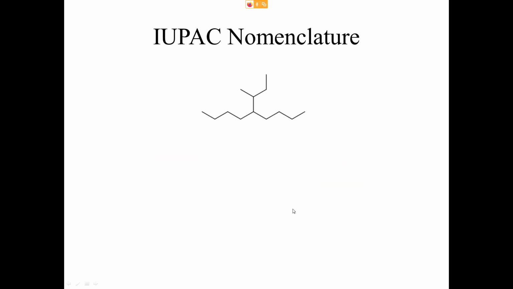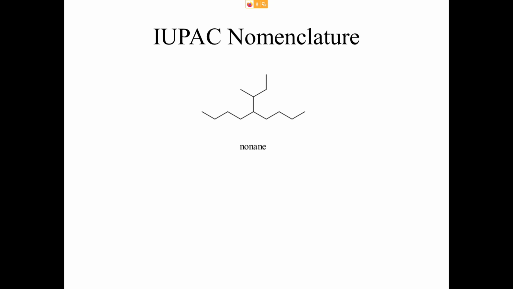Okay? Here's one more. Now I took off the ones on the end to help you see it more clearly. I'm going to draw it for you. Right, so find the longest continuous chain here, keeping in mind it may not be the one straight across. 9. 9, right? So we call it nonane. So non is the prefix for 9, and we put the ane ending.